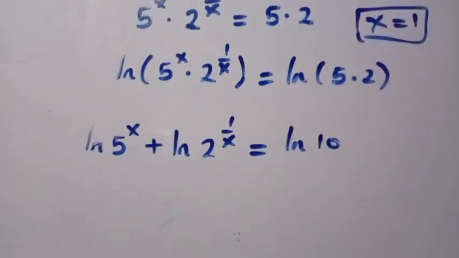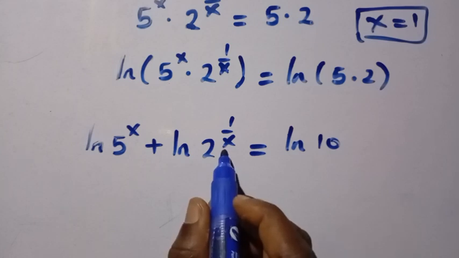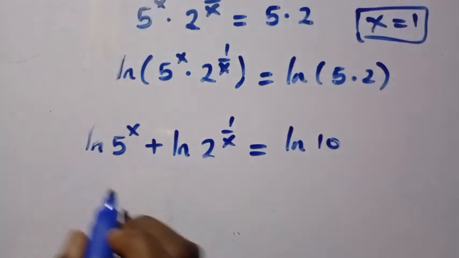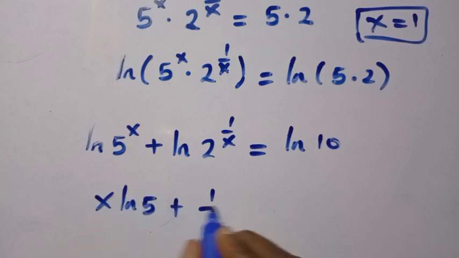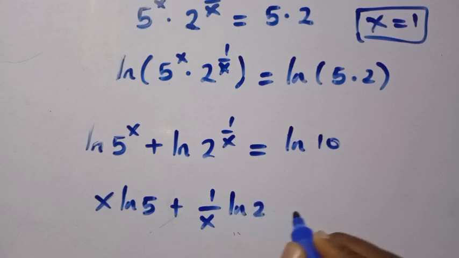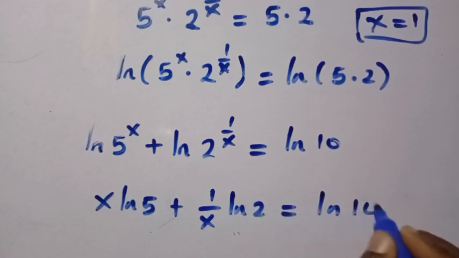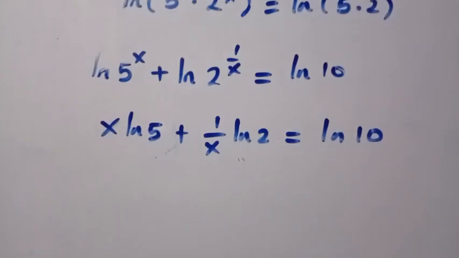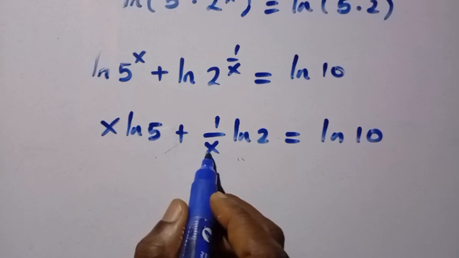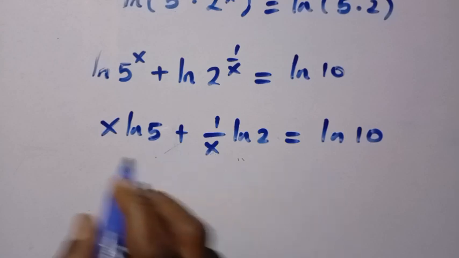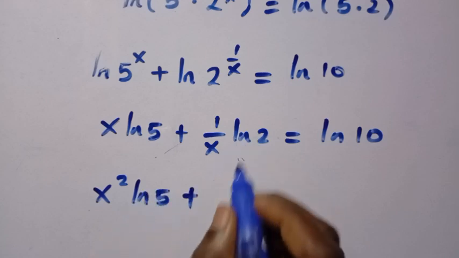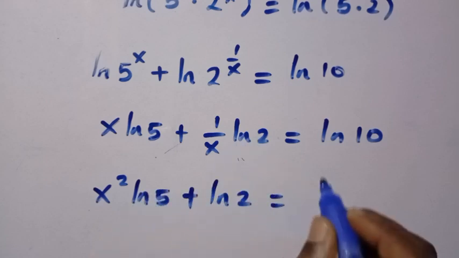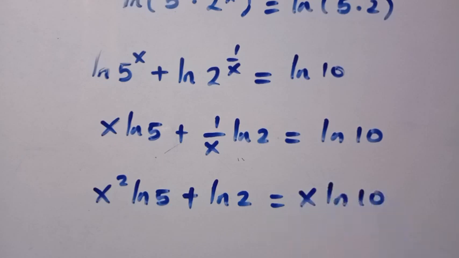Then, by applying the rule of log, we take this 1 over x down and this x down. Here we have x multiplied by ln 5 plus 1 over x multiplied by ln 2 equals ln 10, where ln is logarithm. So let's reduce this fraction. Let's take away the fraction by multiplying by x. So x times x, we have x squared ln 5 plus ln 2 equals x ln 10.